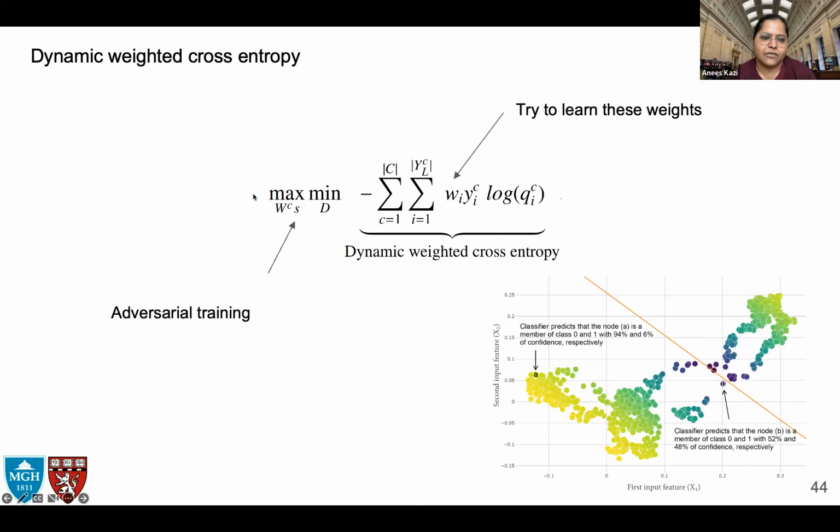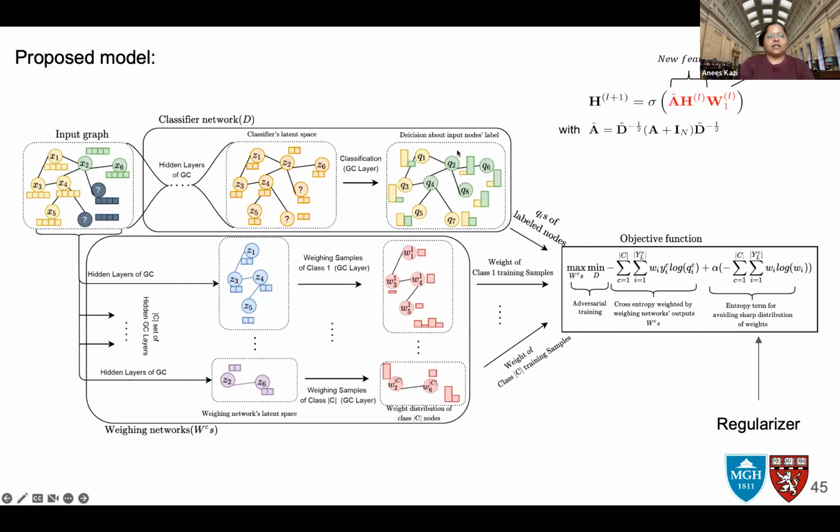So we developed a dynamic weighted cross entropy loss, where we tried to learn the weight for each point in our data set. And we trained this whole dynamic cross entropy loss using adversarial training. So we were minimizing the whole loss, whereas we were maximizing the weights over here. The model looks something like this.